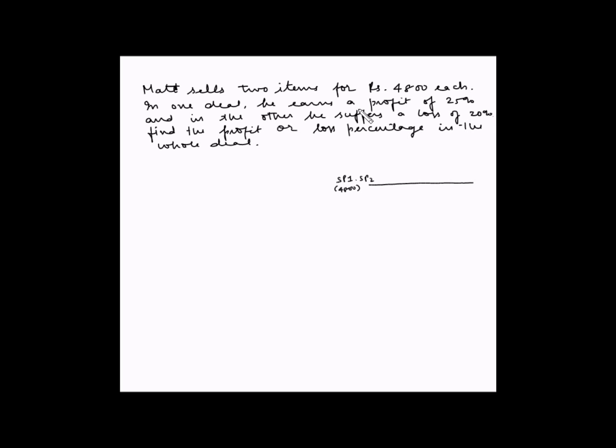Now in the first deal, he earns a profit. So when he earns a profit, what that implies is that he's selling for more than what he bought it for. So his cost price is smaller than his selling price. So the first deal, let's say the cost price is here, and this is 25%. So this is CP1, and this is 25% of CP1.